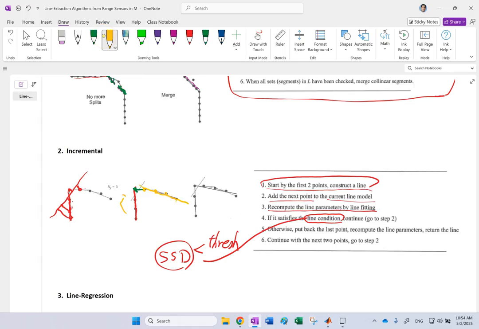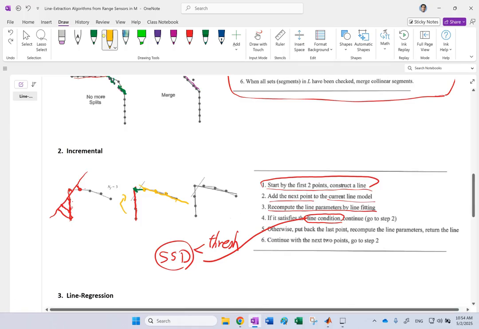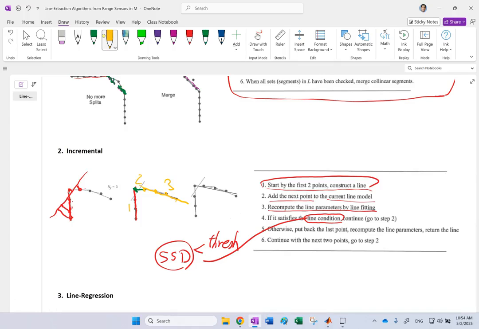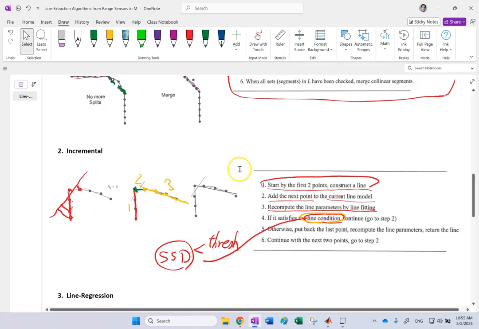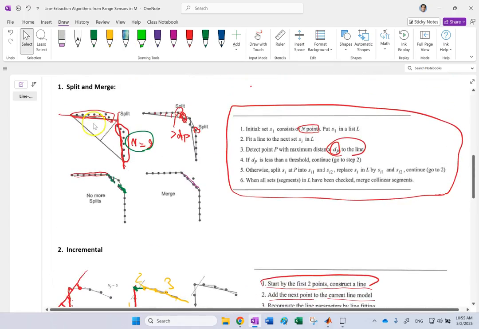incrementally, basically, I form lines. So I start with line 1, and then line 2, and then line 3, and so on. So this is incremental. You start with 2 points, you add more and more points until the line condition is still valid. Whenever it's violated, you finish the previous line, you grab two new points, one from the last line, one the new one that started mismatching, and you fit a line and you keep going. So this is the incremental one, and you see the difference between this one and the previous one.